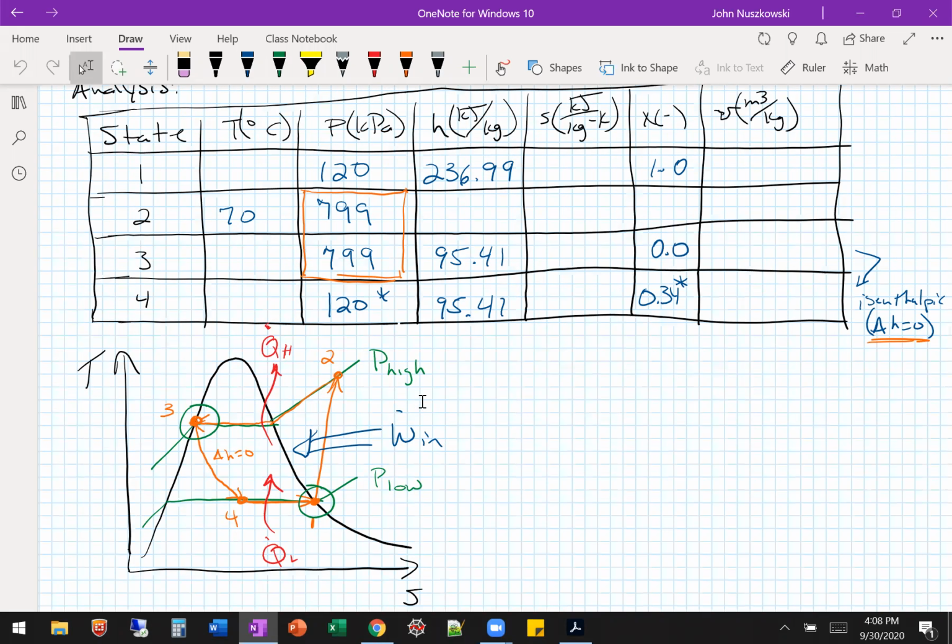And now we can get the enthalpy there. So we have 2 independent intensive properties. State 2 is superheated, so pressure and temperature are independent. So we get 306.92. Okay, so we have all our enthalpies.